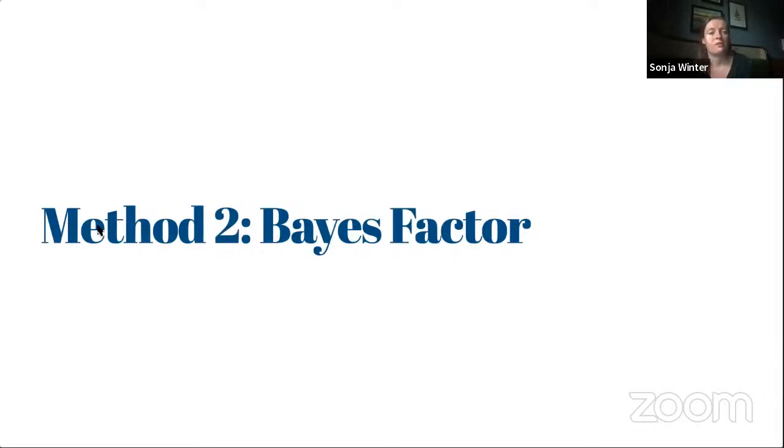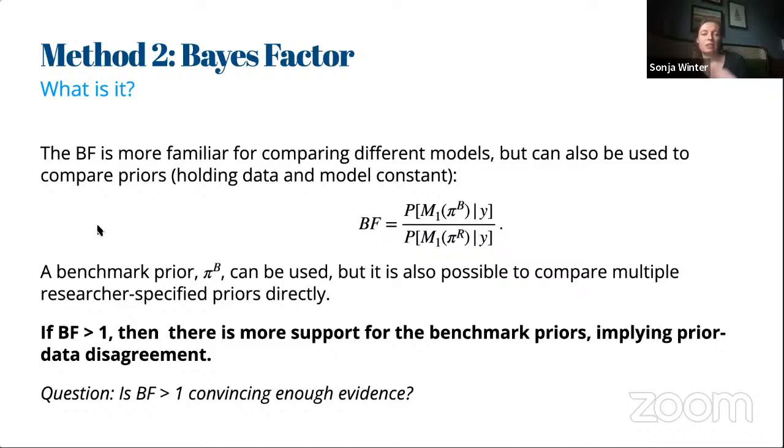Moving on to our second method, which was the Bayes factor. And I think if you're familiar with Bayesian statistics in general, you're probably more familiar with using the Bayes factor to compare different models. However, you can also use Bayes factors to compare different prior specifications, holding your data and model constant. So for assessing prior data disagreements, researchers have used a benchmark prior specification, which is similar to the DAC, for comparing to our researcher specified prior.